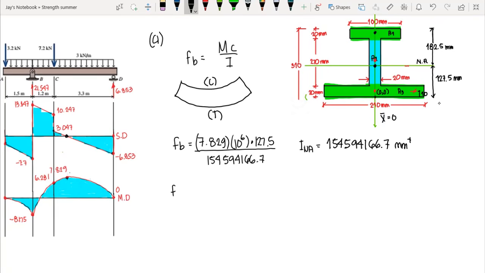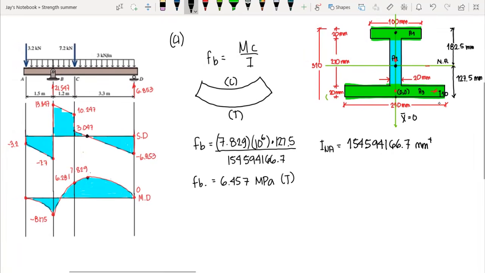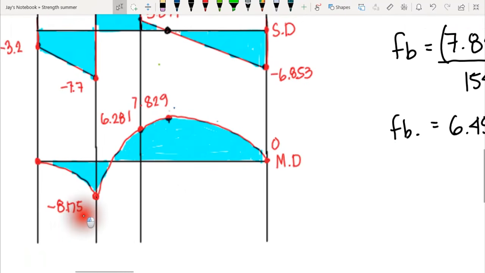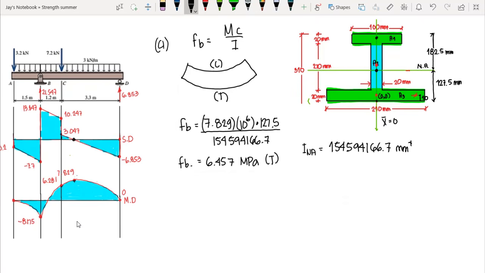So we have our flexural stress equal to 6.457 megapascal. So therefore, this is the tensile stress. But we cannot say that this is the maximum tensile stress, since we have another type of moment here in negative bending, this one that is negative 8.175 kilonewton meter. So therefore, we could have another case that is in negative bending.